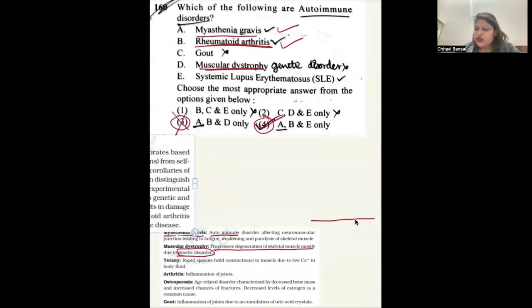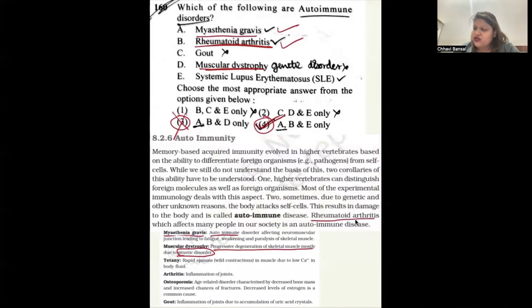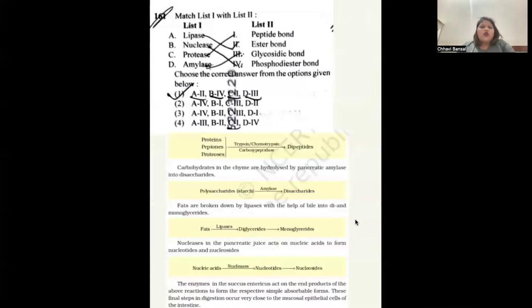Fine. Let's go to the next question. Okay, this is again a very easy question. Though the screenshot that I have taken is from the digestive system, this can easily be done if you know the very basic concepts of biomolecules also. Okay, let's see. Lipase. 'ase' means enzyme. Lipase means lipid digesting enzyme.